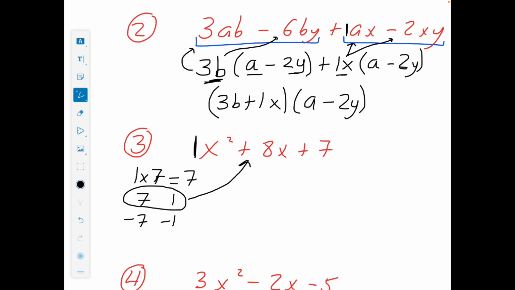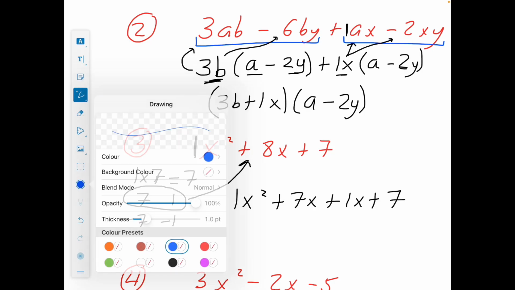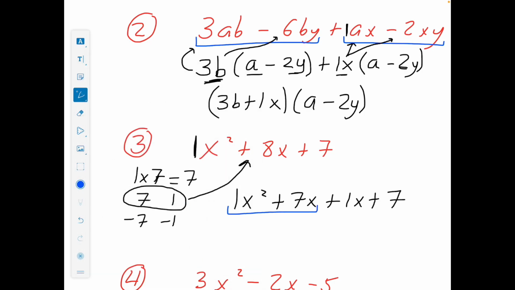Now I need to pick one of these. I need to pick the ones that will add to give me 8x. 7 plus 1 will add to give me 8x. So now I'm going to rewrite my question, but instead of writing 8x, I'm going to add 7x plus 1x. So our new question is 1x squared plus 7x plus 1x plus 7. Now, go back to a grouping question because there's 4 terms.